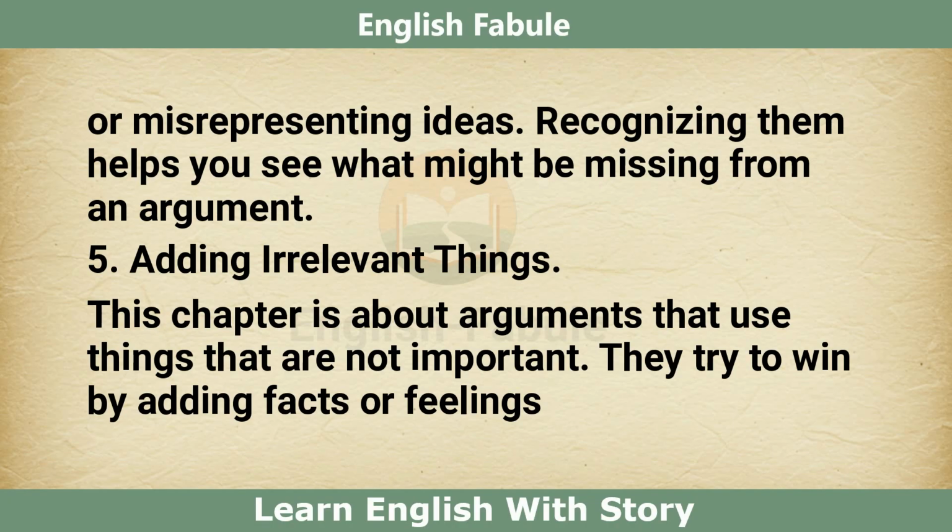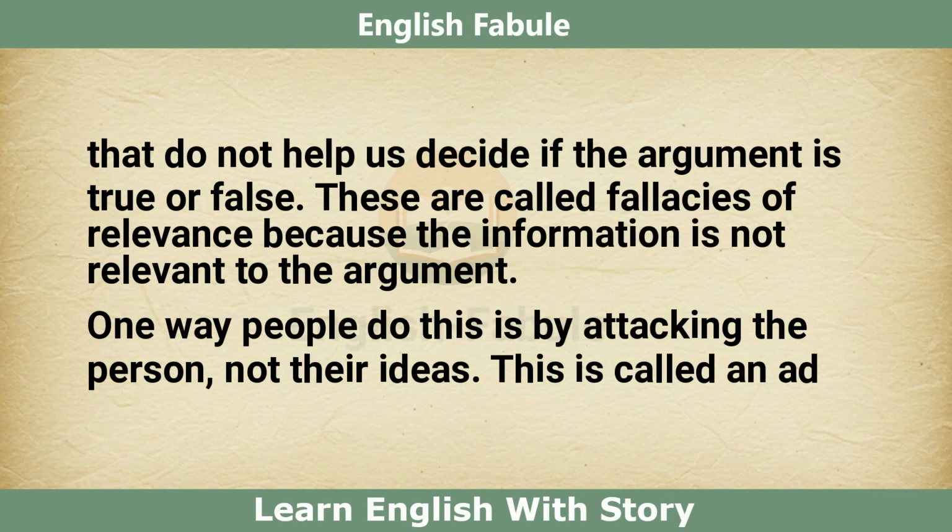5. Adding irrelevant things. This chapter is about arguments that use things that are not important. They try to win by adding facts or feelings that do not help us decide if the argument is true or false. These are called fallacies of relevance because the information is not relevant to the argument.